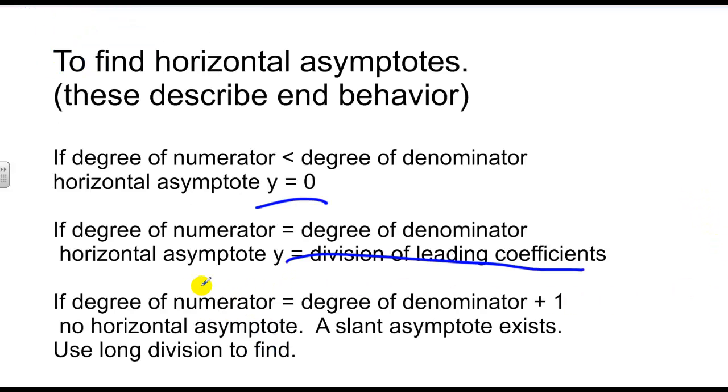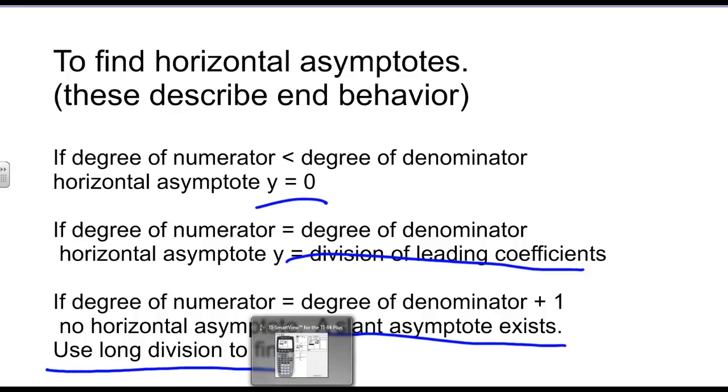Lastly, degree of the numerator is equal to degree of the denominator plus 1. There's no horizontal asymptote. In fact, something called a slant asymptote exists, and we're going to deal with that tomorrow, and I'll show you how to find that. But today is not the day for that. So anyways, those are your 3 rules. Be good to know those.